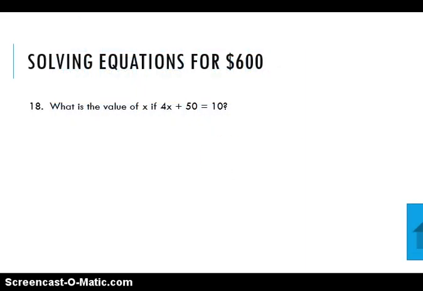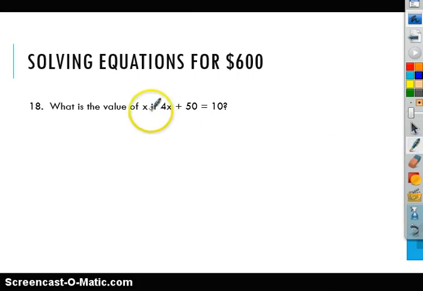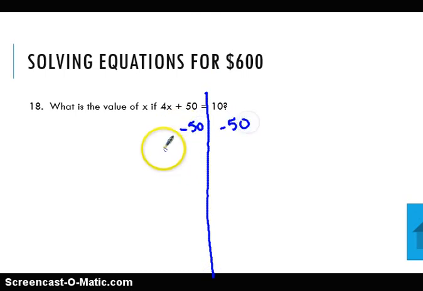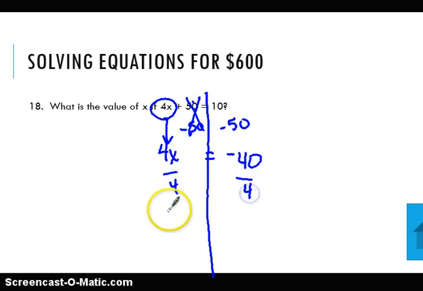Solving equations for 600, we have what is the value of x if 4x plus 50 is equal to 10. So subtract 50 from both sides, and we get 4x, make sure you bring this, is still here, is equal to negative 40. This is gone. So divide both sides by 4, and x is by itself, and negative 40 divided by 4 is negative 10.